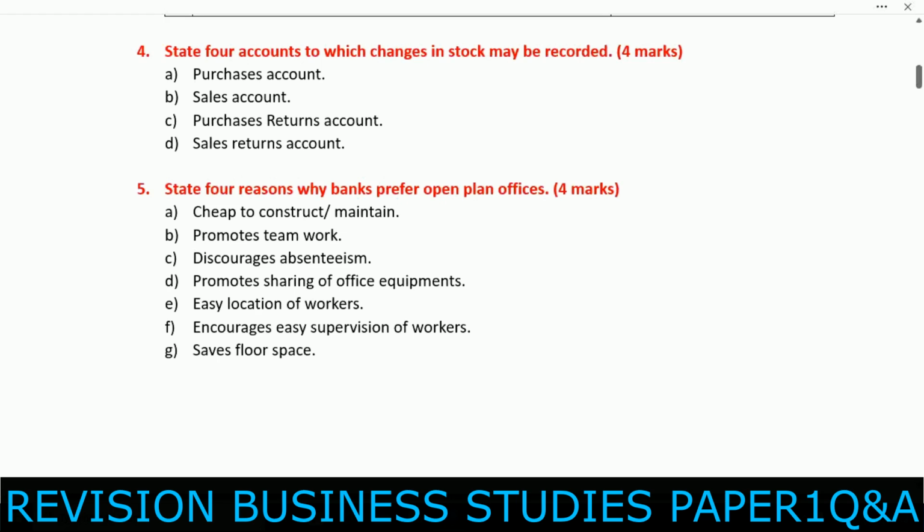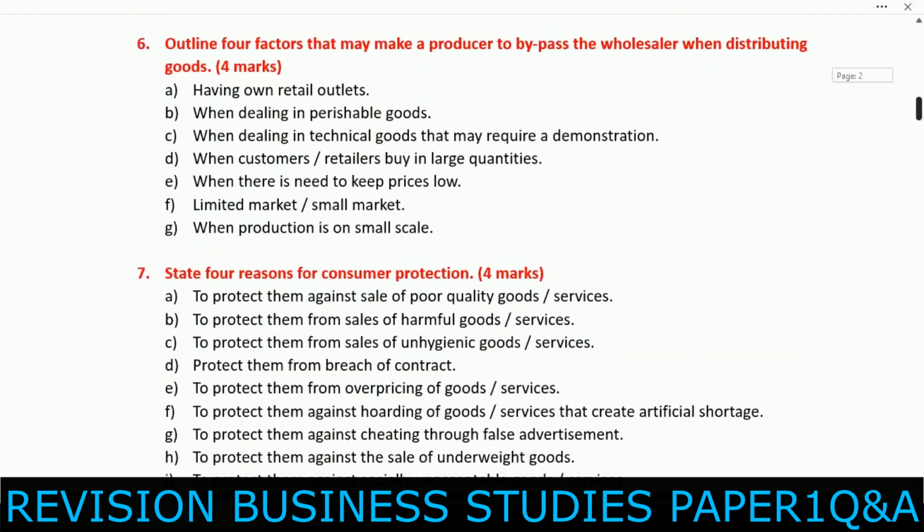Next, saves floor space. Question 6, outline 4 factors that may make a producer bypass the wholesaler when distributing goods. Number A, having own retail outlets. Number B, when dealing in perishable goods. Number C, when dealing in technical goods that may require demonstration. Next, when customers or retailers buy in large quantities. Next, when there is need to keep prices low. Next, limited market or when the market is small. Next, when production is on a small scale.